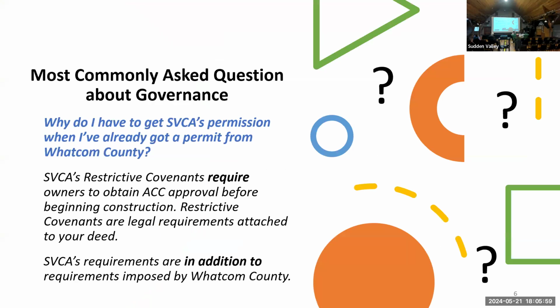One of the most commonly asked questions about our rules and regulations here in Sudden Valley is, why do I need Sudden Valley's permission if I have a permit from Whatcom County? Nowhere else where I build do I need to get this double approval. Well, the fact is that you're building inside of a homeowners association, and there are restrictive covenants attached to every deed for every property here in Sudden Valley. And those restrictive covenants require owners to obtain ACC approval before beginning construction.